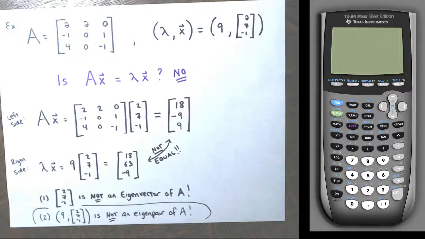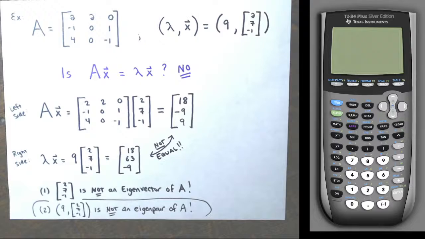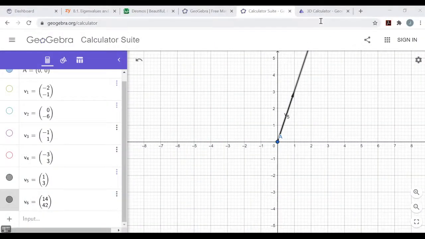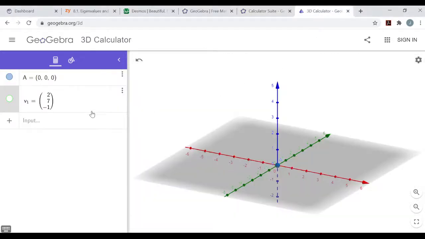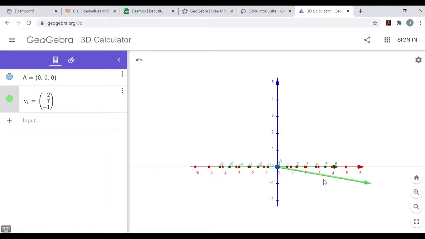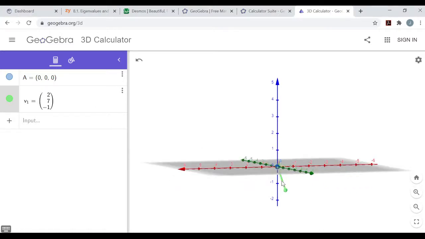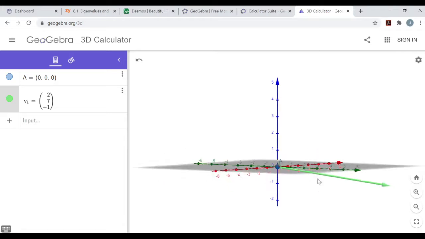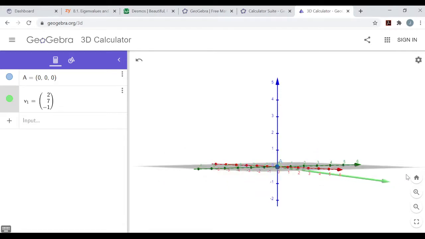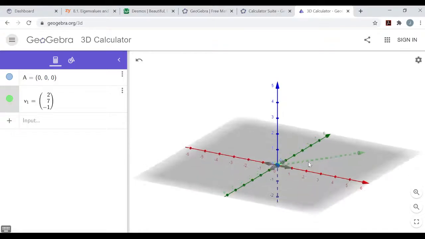And let's look at this geometrically. Look at a picture of this in R3, three-dimensional space. So I'm going to go to GeoGebra. GeoGebra does have the 2D calculator that I have up, but they also have a 3D one. And here's vector 2, 7, negative 1. That's pointing below the xy plane. You can see this vector, the light green vector, pointing from the origin. It's dotted because it's below the plane.